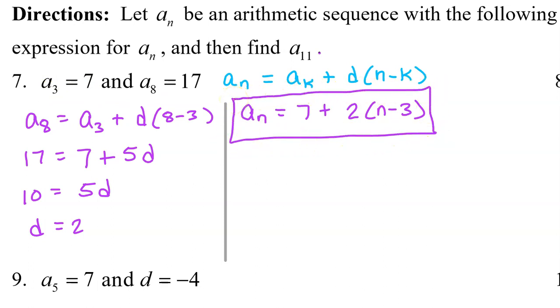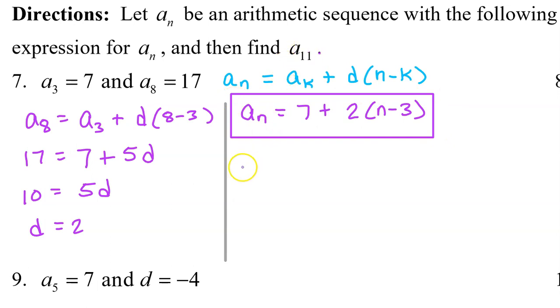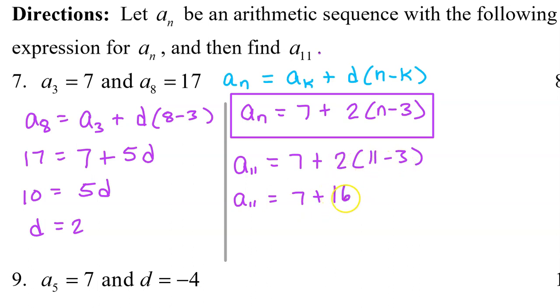Let's use this expression to find a_11. a_11 will equal 7 plus 2 times 11 minus 3. So a_11 will equal 7 plus 11 minus 3 is 8, times 2 is 16. So a_11 will equal 23.